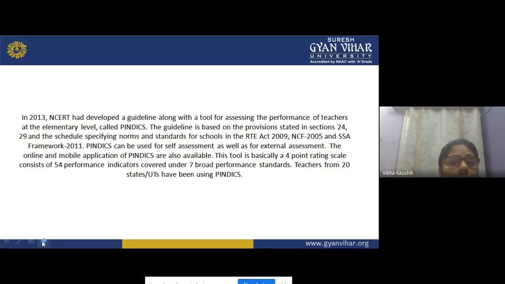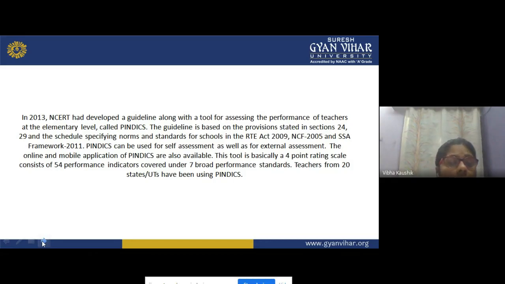Framework 2011, Appendix: PINDICS can be used for self-assessment. The teachers can evaluate their performance by themselves, as well as for external assessment. That means I can evaluate my performance myself, and my performance can also be evaluated by my seniors.